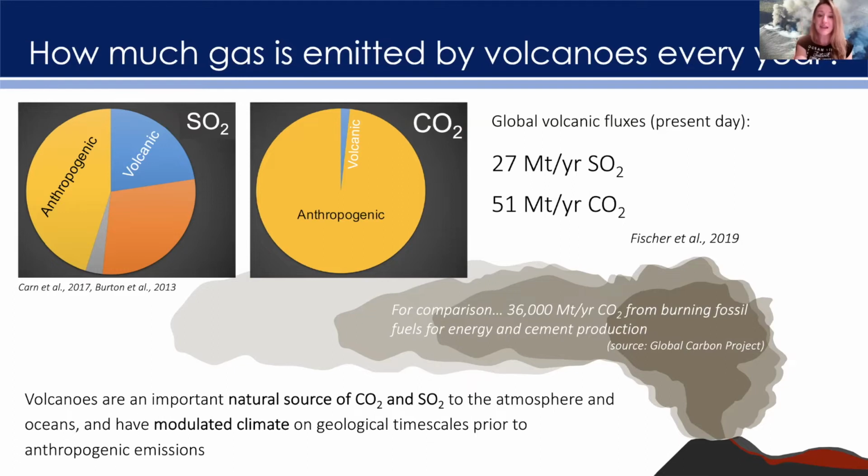You can also see this clearly in the pie charts on the left-hand side. Volcanic forcings are dominated by anthropogenic emissions. So what we're currently doing at the moment is far greater than volcanoes have ever done to our planet in the past. However, if we put the very recent period of human activity aside, volcanoes are absolutely critical for modulating climate over geological timescales, over thousands to millions of years. And they are a very important source of CO2 and SO2 to our atmosphere and oceans. Next slide, please.